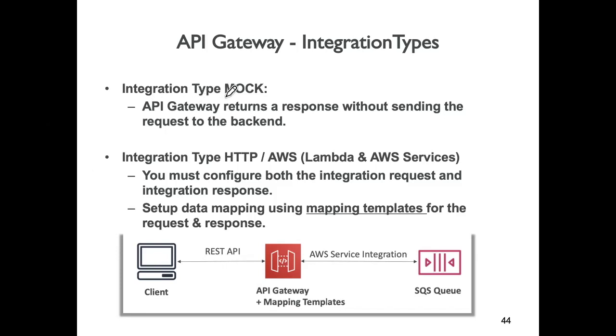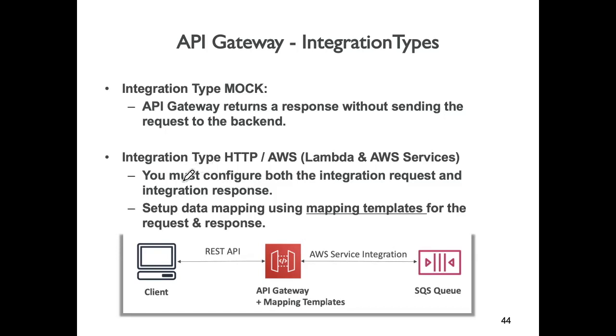There is a default one called a mock integration, which really means that requests that come into the API gateway, it deals with them itself. It doesn't actually pass them on to any other service. That might be suitable when you're starting up, building your REST web API. Maybe you don't have the backend developed yet, so you can set up mock integration endpoints.